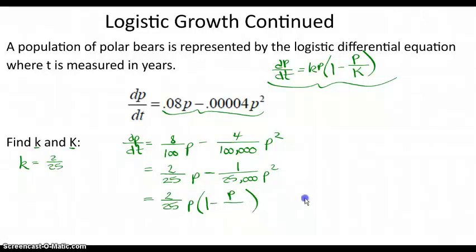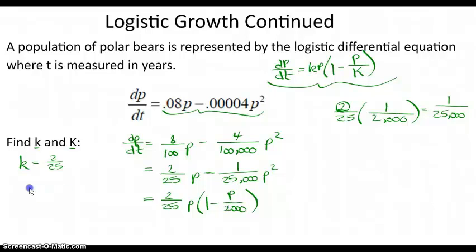So let's see here. Algebraically, 2/25ths times 1 over something is going to have to equal 1 over 25,000. So I recognize there's going to be 1,000 down here, but I've got to take care of this 2 as well. So that's actually going to be 2,000. So our carrying capacity, big K, is 2,000. And that just takes some practice.